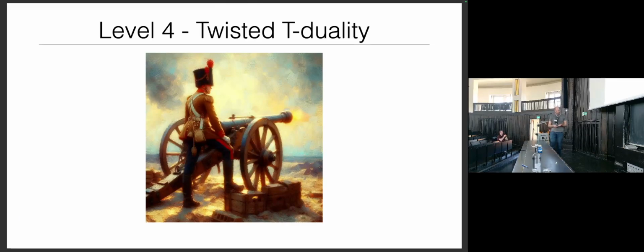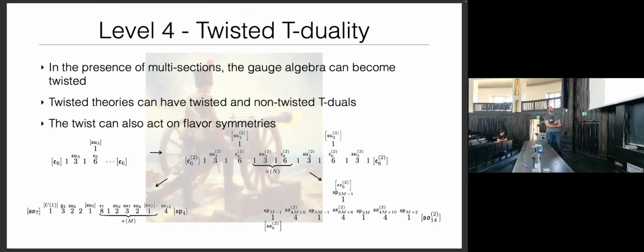Good. Next level of complication is a twisted T-duality. If you have also multi-sections and not just an elliptic fibration, your flavor theories can get twisted, and this is work in progress, so I will just show you an example. We start from an untwisted theory. We have an elliptic fibration with a multi-section, then we can get these twisted flavor theories E6^2 and SU3^2, and these can now reduce to two different theories, one that is again untwisted but non-simply laced, and another one that is twisted.